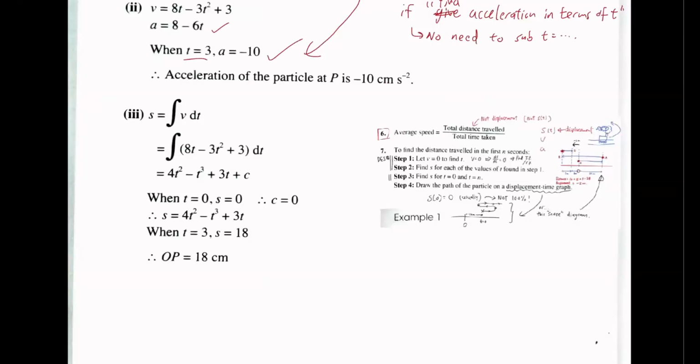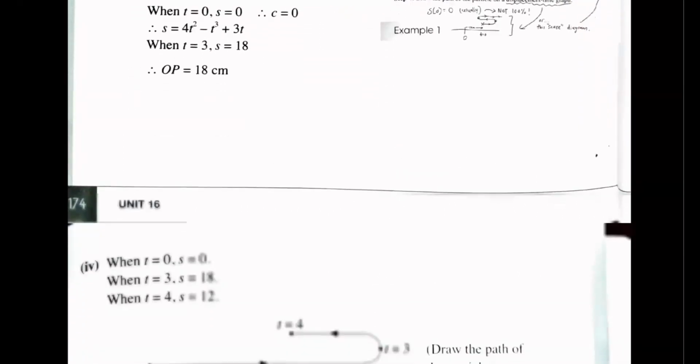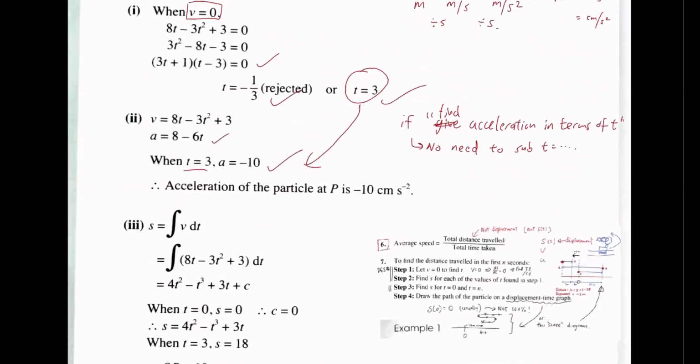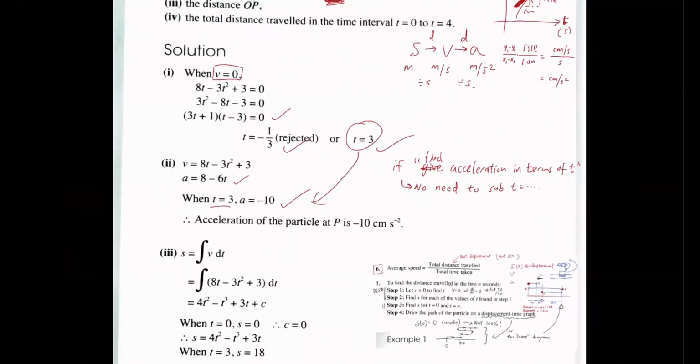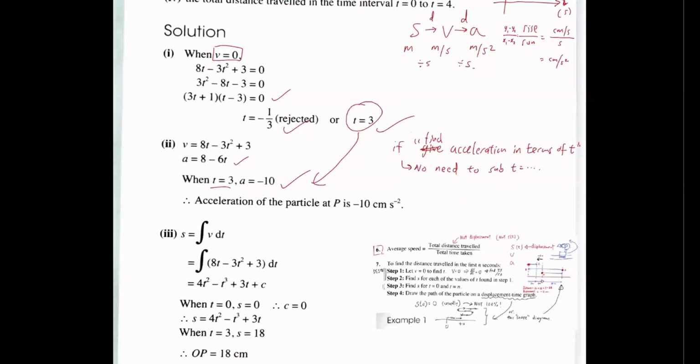Yeah. Now what's step 1? Let v equal 0. Find t. Yes, so we should do that. But here, they didn't do that. Why didn't they do that? Because it was already done in part 1. You see that? So we don't need to redo the same thing. Can recycle. So t equals 3, done. And how about step 2? What does step 2 say? Find s. Find s by integrating v, to get the formula for s first.